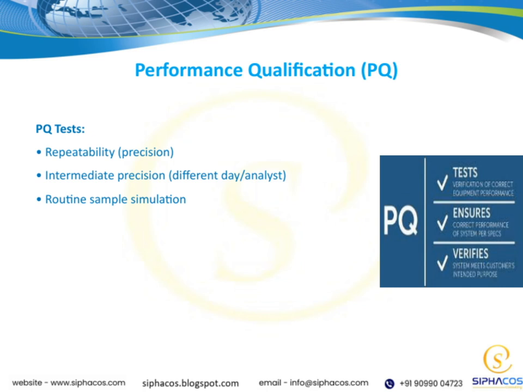Next, there's intermediate precision, which takes it a step further by assessing the method's performance across different days or with different analysts. This helps us understand if the method remains robust over time and across personnel. Finally, we have routine sample simulation, where we simulate real-world sample testing to confirm that our method can handle typical samples in everyday scenarios. All these tests are designed to confirm that our method isn't just accurate in ideal conditions, but also dependable and reproducible during regular operation. This consistency is fundamental to maintaining quality and compliance in our work.